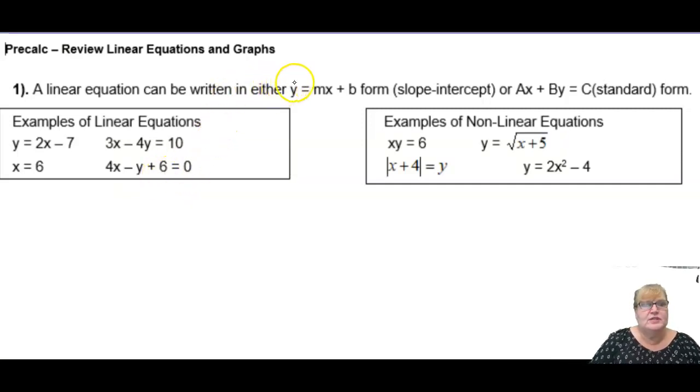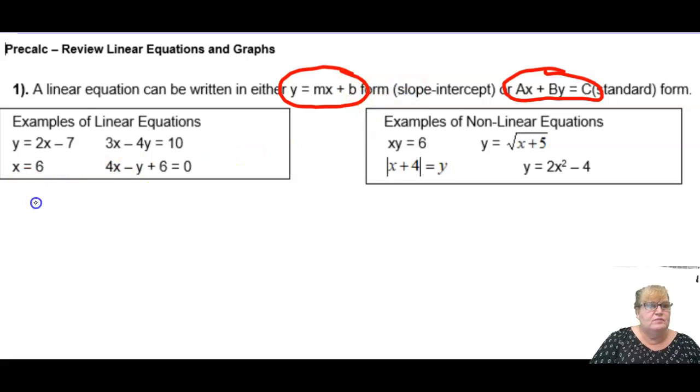So a linear equation is something that can be written in this, which we talked about as slope-intercept form, and this, which is called standard form, and this is a new one, okay? So any of these are linear equations because they can be written in this form. This one could be 1x plus 0y equals 6. So these are all linear equations, okay?